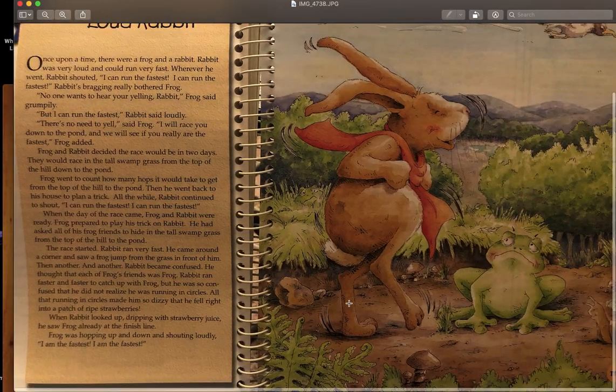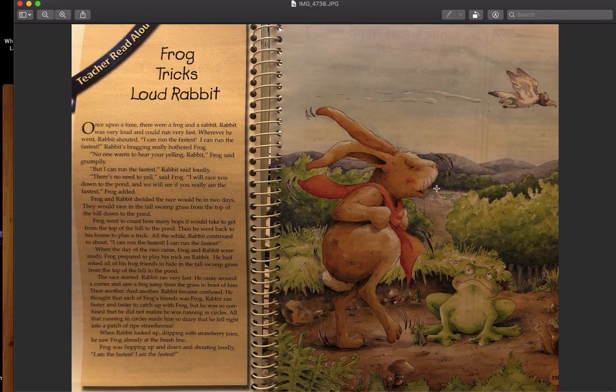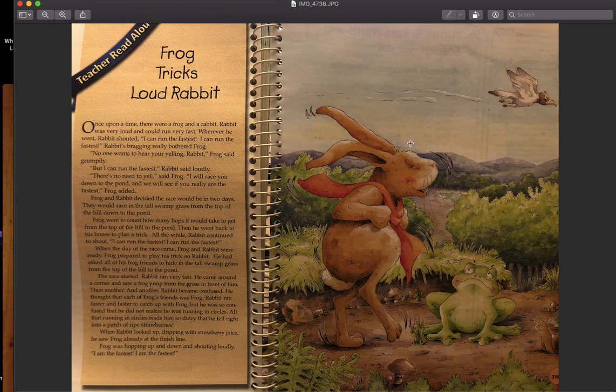Right. Now, as we were reading, or maybe even before I started reading, you probably made a connection and maybe thought of another story that's very similar to Frog Tricks Loud Rabbit.